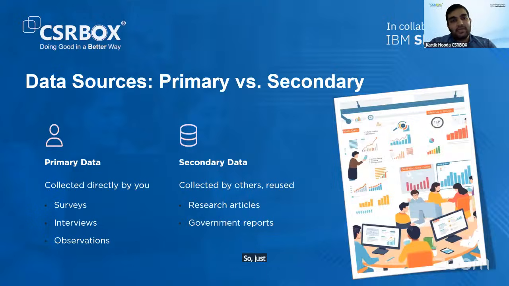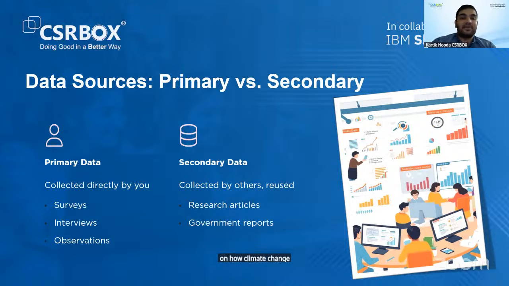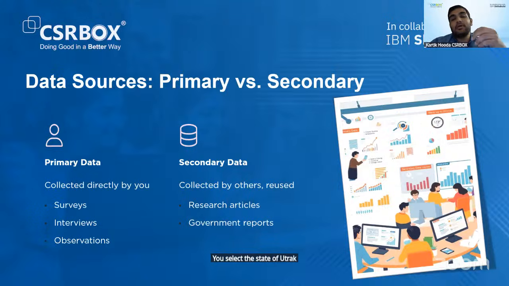Just to explain it to you, the basic example of this would be, let's say a group of you come together and start a detailed research on how climate change, change of weather, continuous floods, and sometimes droughts have created a problem. You select a state, let's say Uttarakhand, and you go to the city of Dehradun. Now you want some data, some qualitative, some quantitative.